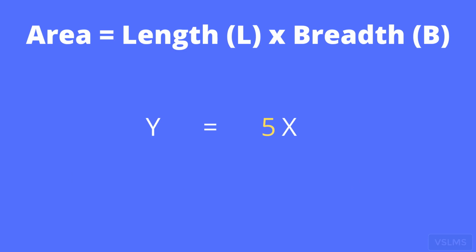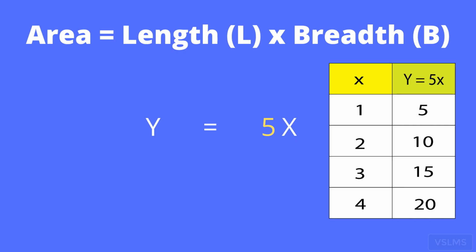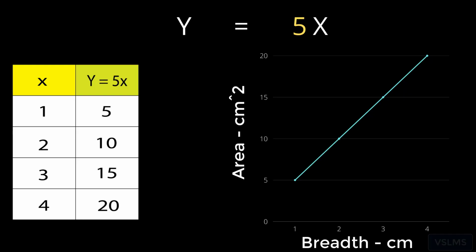Since x is the variable here, we can substitute a range of values into x and determine the corresponding area of the rectangle. This table shows the area of the rectangle for its corresponding values of x. Now we can plot the graph between the input variable x and the output variable y. Using this graph, we can easily predict the area of the rectangle for any value of x in the range without any calculation.